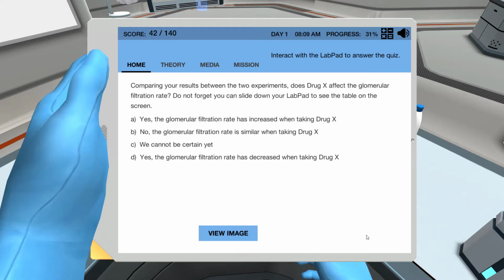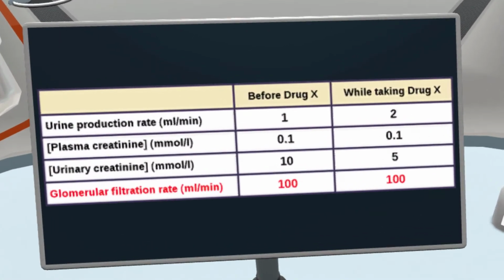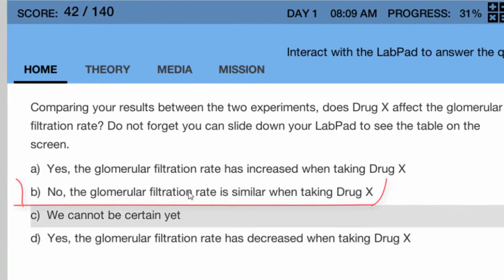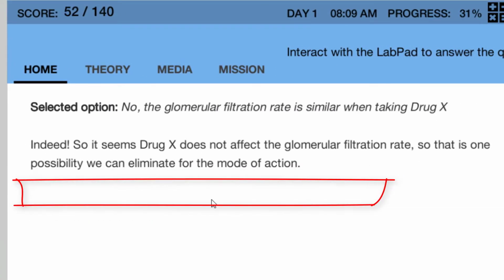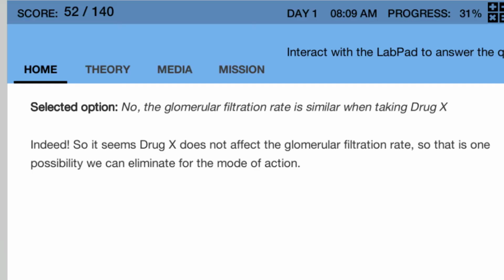Comparing your results between the two experiments, does Drug X affect the glomerular filtration rate? Indeed. So it seems Drug X does not affect the glomerular filtration rate, so that is one possibility we can eliminate for the mode of action.